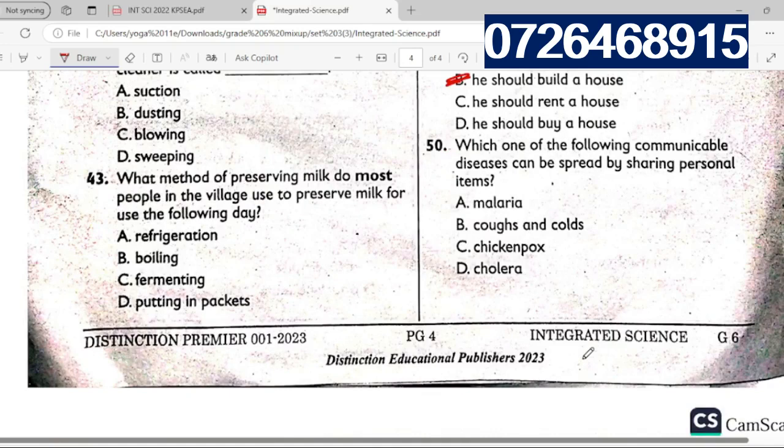Which one of the following communicable diseases can be spread by sharing personal items? Malaria, cough, colds. Chicken pox can be spread by personal items.